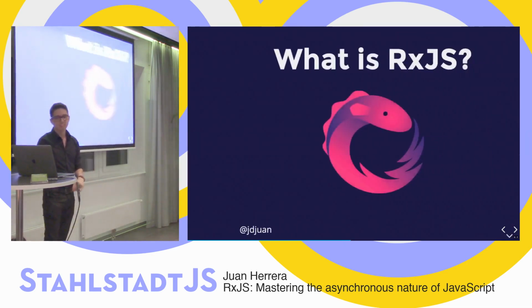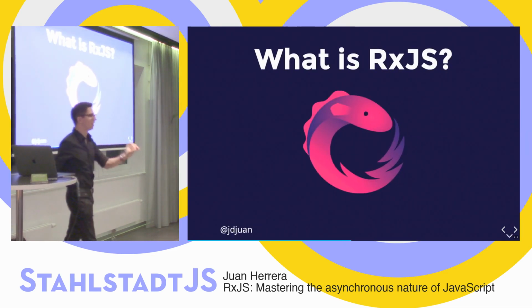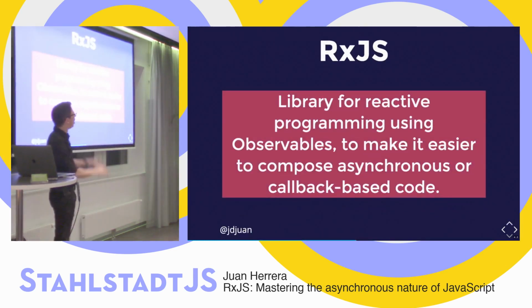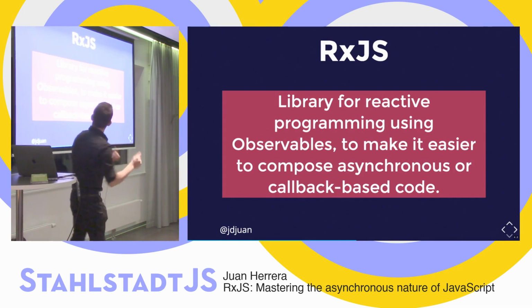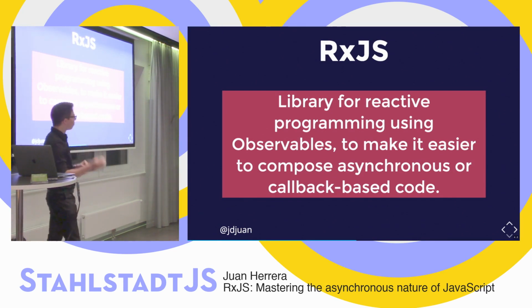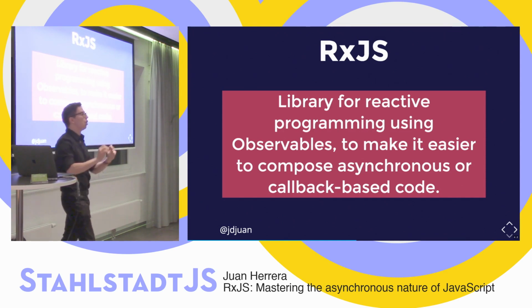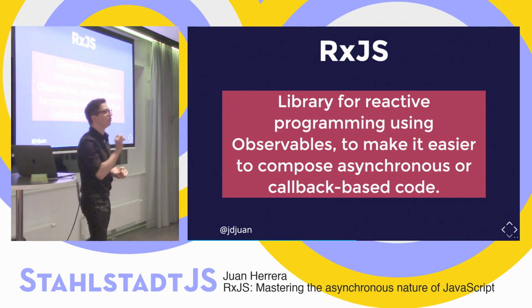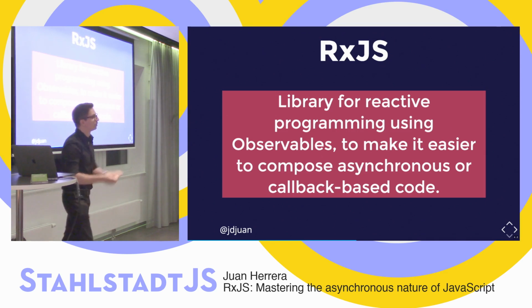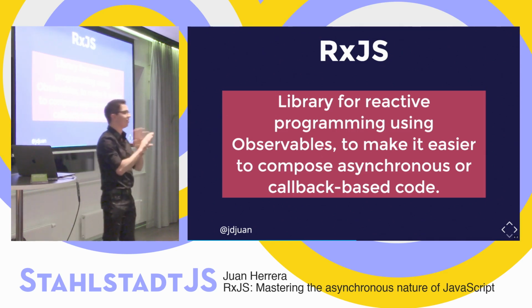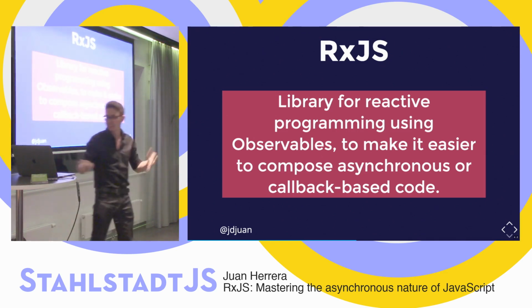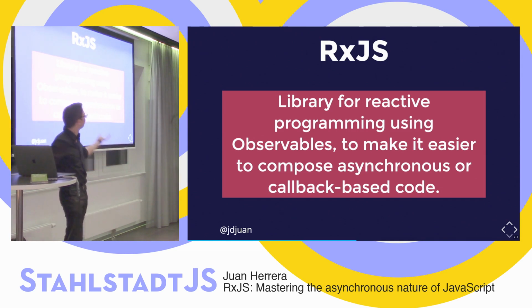So this is where RxJS comes in handy. Let's take a look. RxJS, according to the definition, is a library for reactive programming using observables to make it easier to compose asynchronous or callback-based code. Clearly, most of you understood what it was, but some of you, like me, have no idea what this means. It's so complex. Nobody can tell what this actually means.